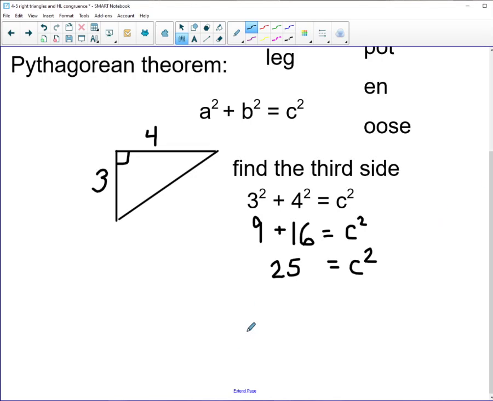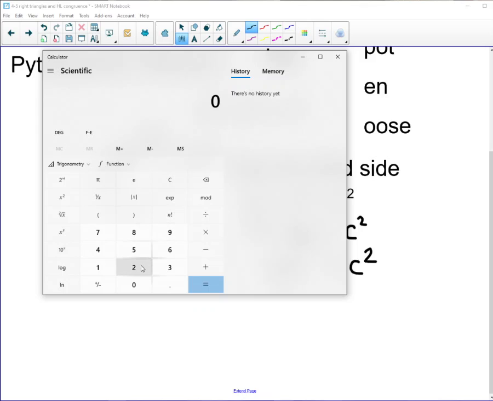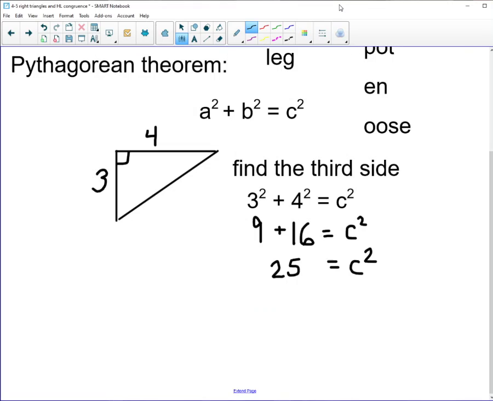Wait, where's my calculator? Oh, weird, it's over on my other monitor for some reason. Okay. So if you want, you could say 25 and take the square root of it, which is 5, right? Because 5 times 5 is 25. So C is equal to 5.